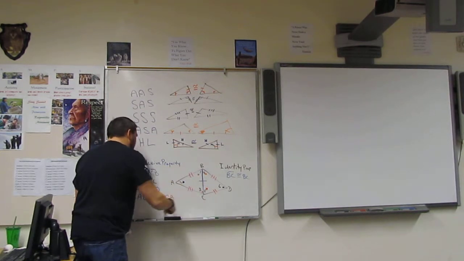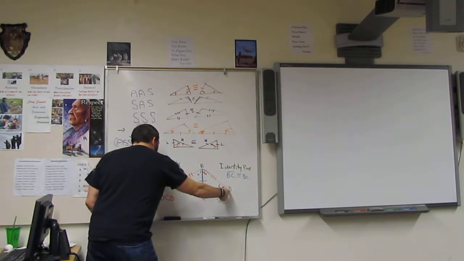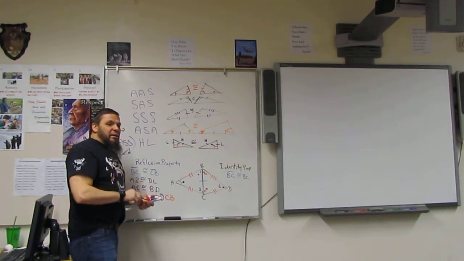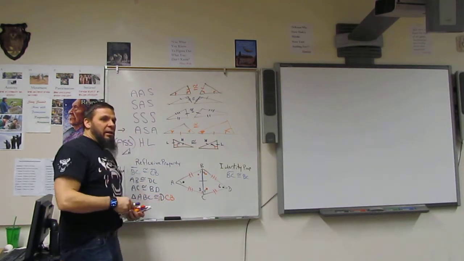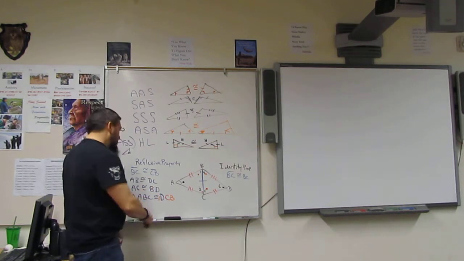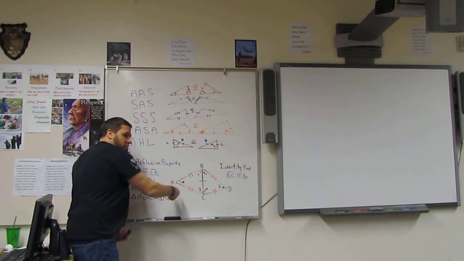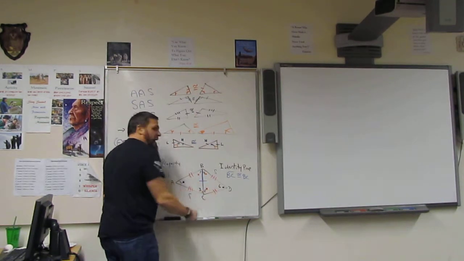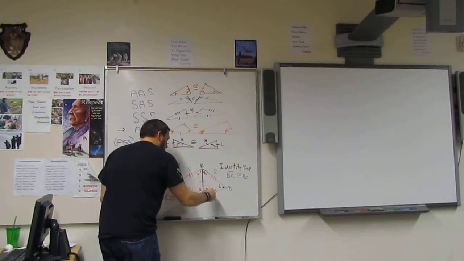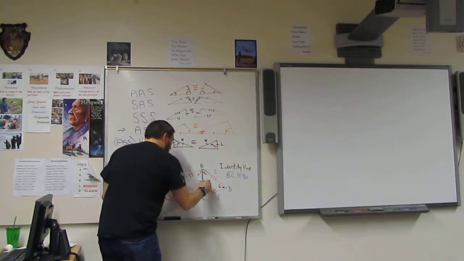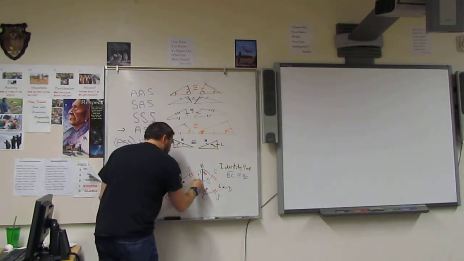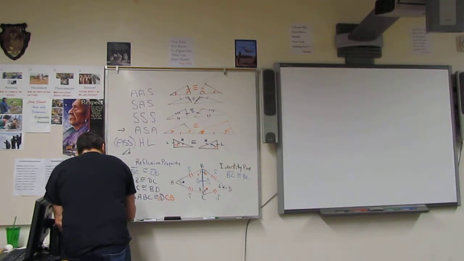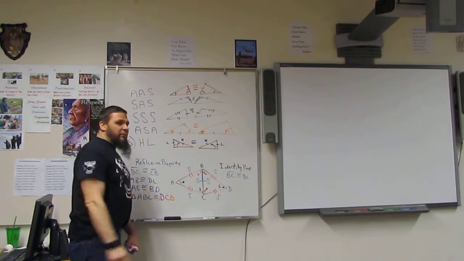Okay? So I know that this triangle ABC is congruent to DCB, right? And why? What do we have? We have side, side, side. Side, side, side. We have all the sides.